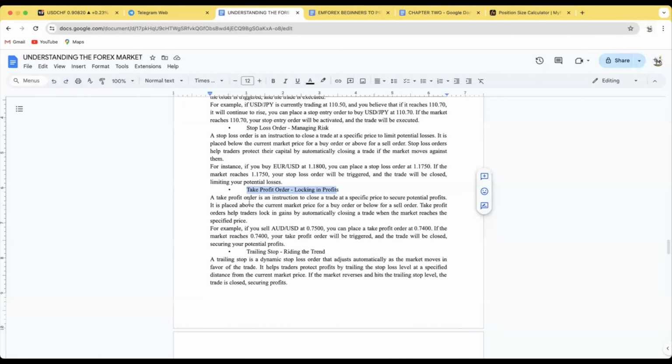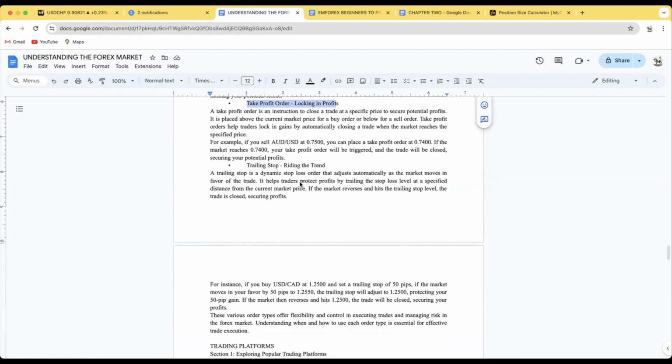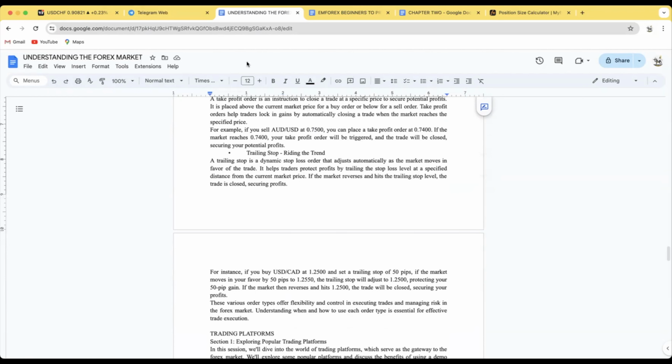A take profit order is an instruction to close the trade at a specific price to secure potential profit. It is placed above the current market price for a buy or below for a sell order. Take profit orders help traders lock in gains by automatically closing a trade when the market reaches a specific price. For example, as I just explained in the price chart, you can take profit at 0.7400. If the market reaches 0.7400, your order will be triggered and it will close automatically. You don't need to be there, as long as you set your take profit level.